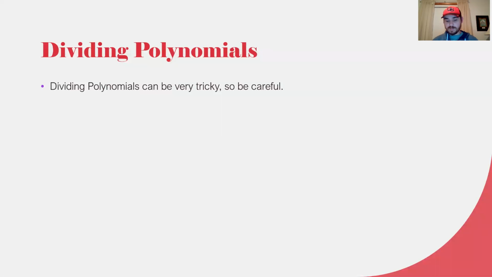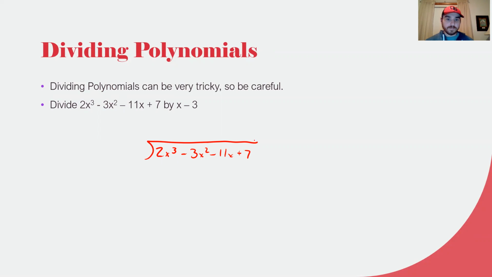So now we're going to move on to dividing by polynomials, which can be really tricky, so please be careful. Pay attention, and you're going to want to do this the long way most of the time. So we have, divide 2x cubed minus 3x squared minus 11x plus 7 by x minus 3. Now, the first thing we want to do, every time we're going to be doing this, we're going to ignore the minus 3 to start. So in this case, we want to figure out how many times x goes into 2x cubed. And the answer to that is 2x squared.